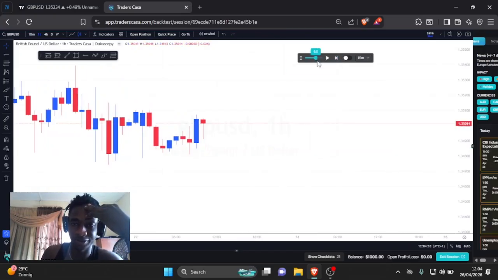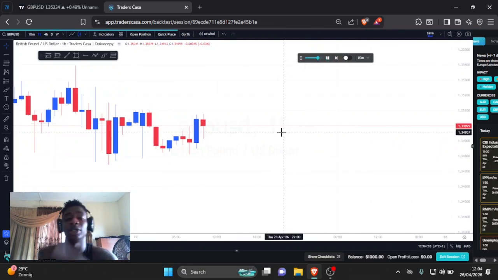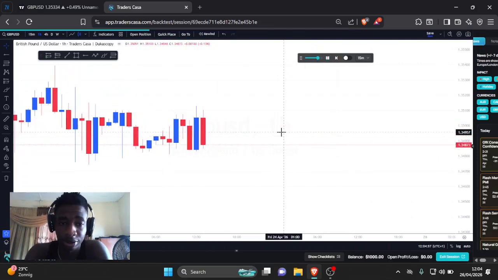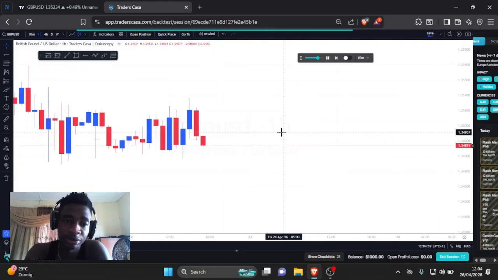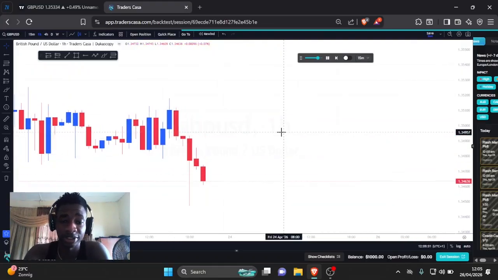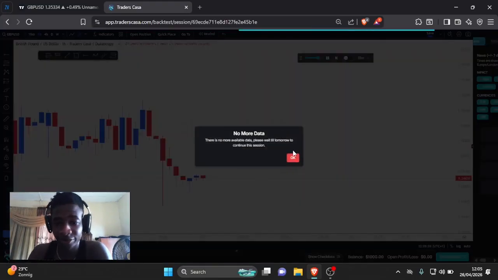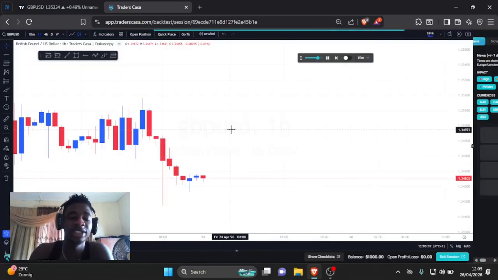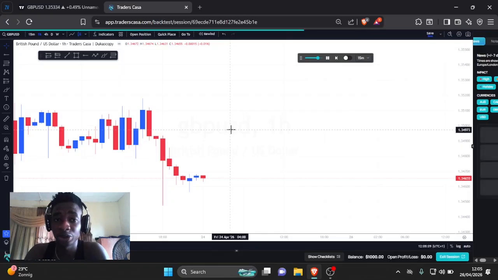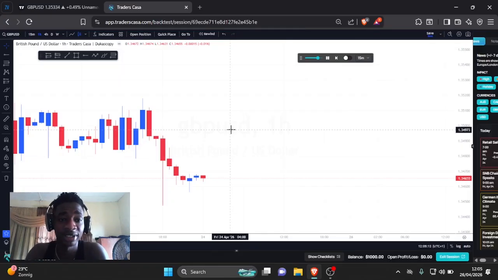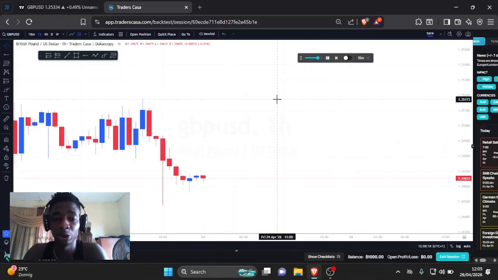Let me make it fast a little bit. As you can see, these are the market moves. This is exactly how the market moves. Why this is moving fast is because it shows no more data. As you can see, when it was done playing out, it tells me no more data, because candlesticks are data.